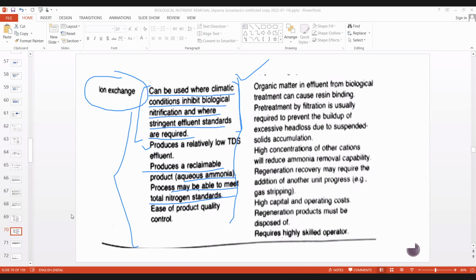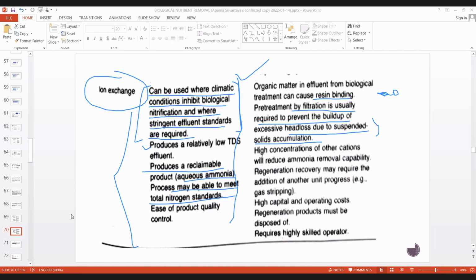Organic matter in effluent from biological treatment can cause resin binding. Pre-treatment for filtration is usually required to prevent buildup of excessive head loss due to suspended solid accumulation. What happens if suspended solids are there? They are going to accumulate on the surface of the resin and block the surface. Because of that, exchange of the ion is going to reduce or be altered.